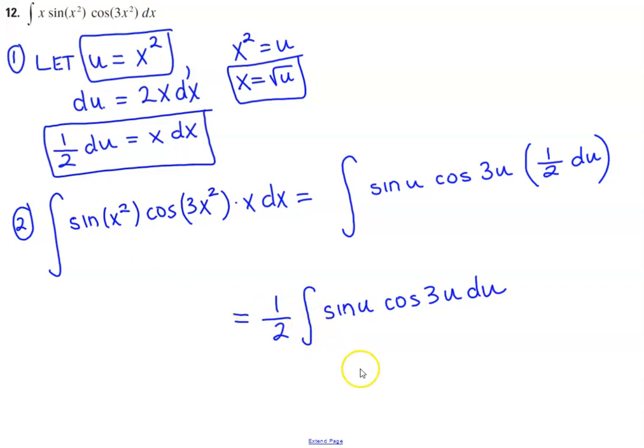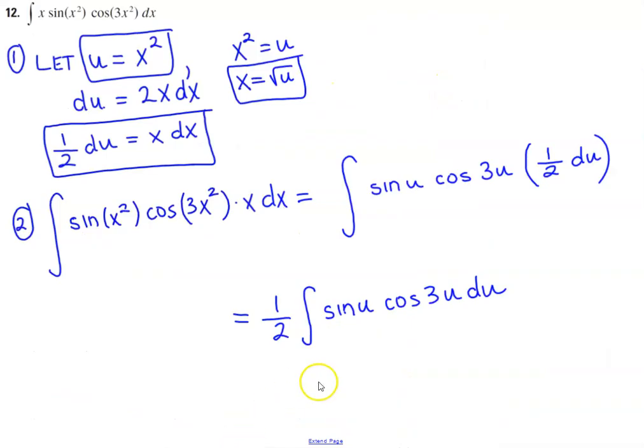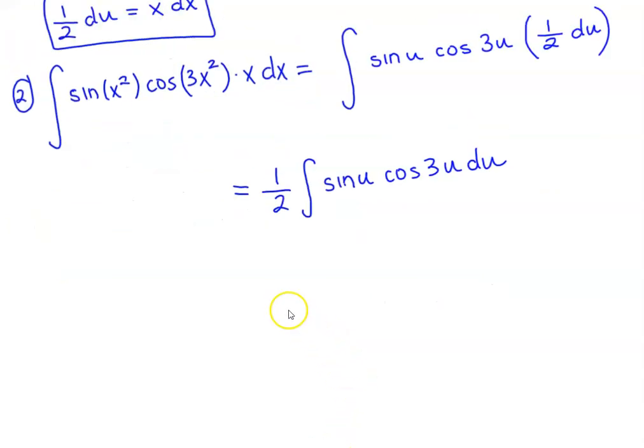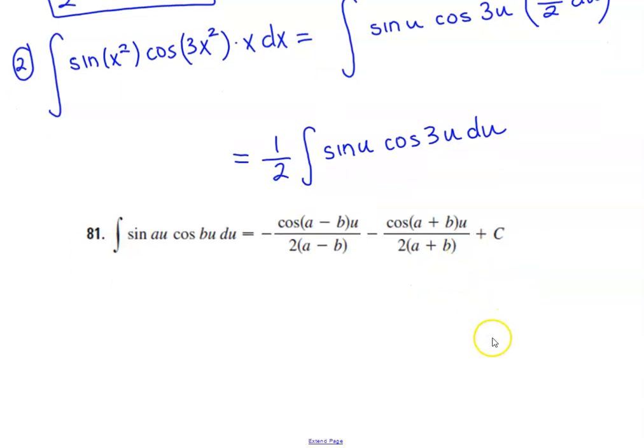Okay, so when we want to look at the table of integrals, you can see here that we have the sine of the constant a times u times the cosine of the constant b times u du. So that's what we're looking at, is number 81, and then we're going to use that form. Okay, so before we do that, let's go ahead and write down our formula. And so using that, we know that the value of a is equal to 1. The value of b is equal to 3.